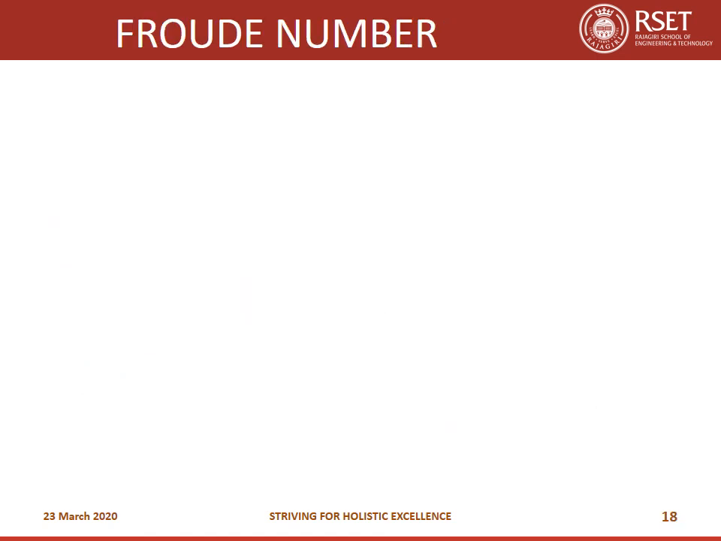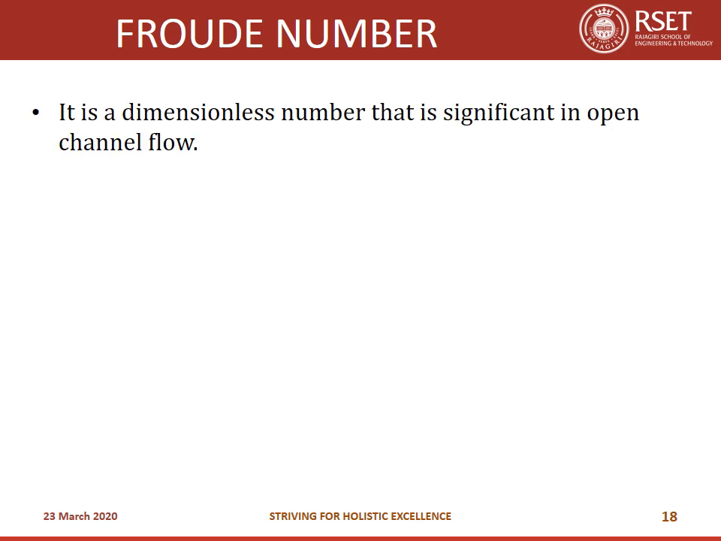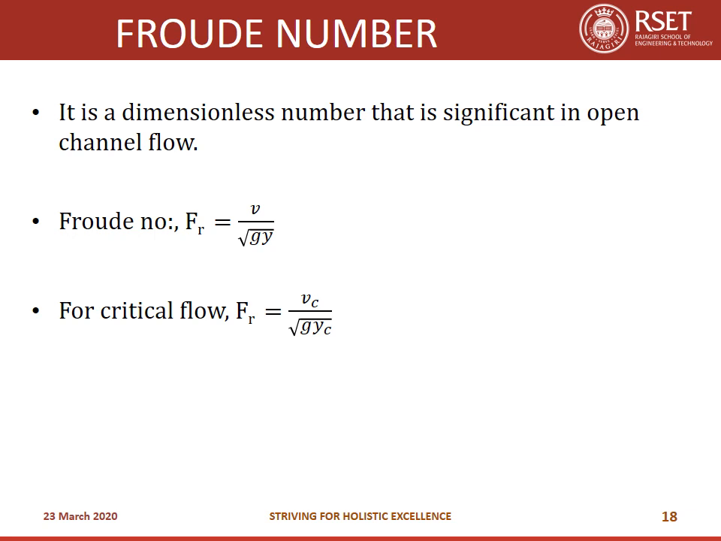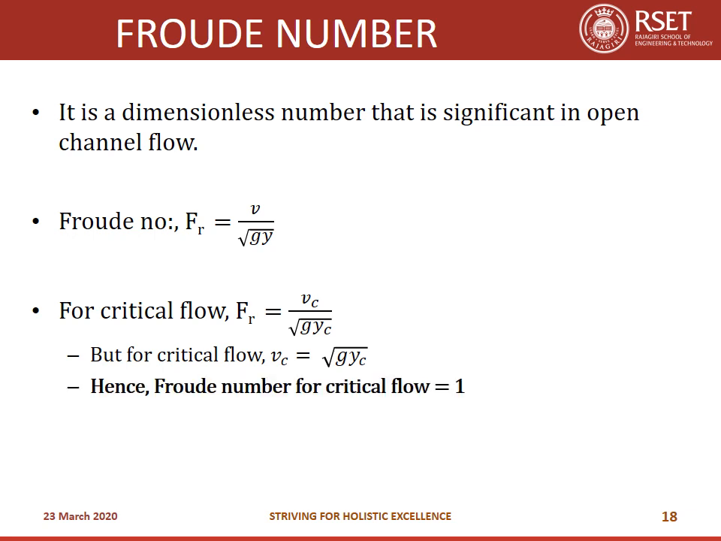Now let's discuss what is meant by the Froude number. The Froude number is a dimensionless number that is significant in open channel flow. So what is Froude number? It's given by velocity divided by root of gy. This is how Froude number is defined. Velocity divided by root of gy. So for critical flow, Froude number would be critical velocity divided by root of g into yc. But for critical flow, we know that critical velocity is root of g yc, which means that Froude number for critical flow is equal to 1. This is very important. Froude number for critical flow is equal to 1.